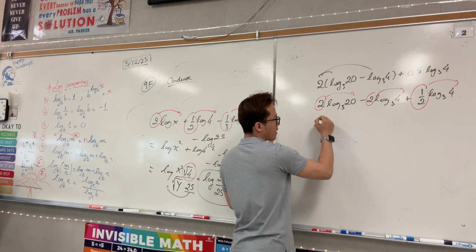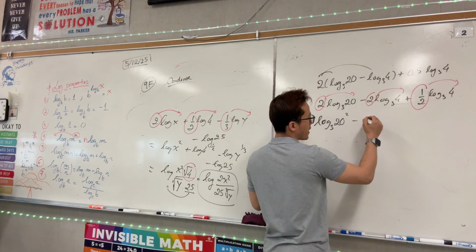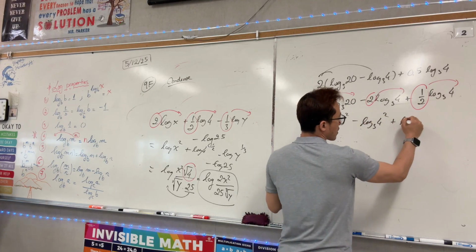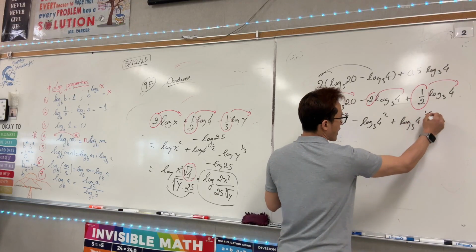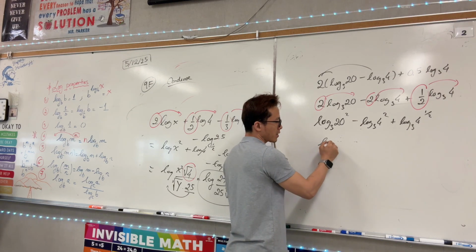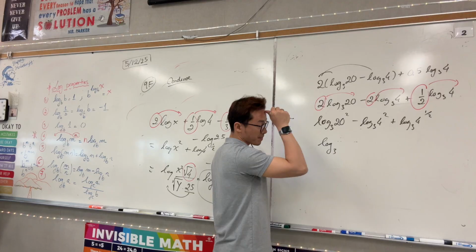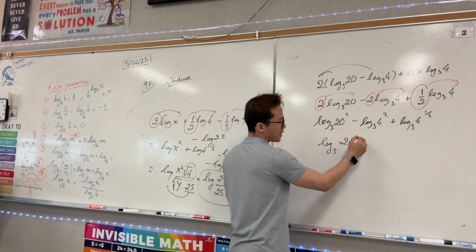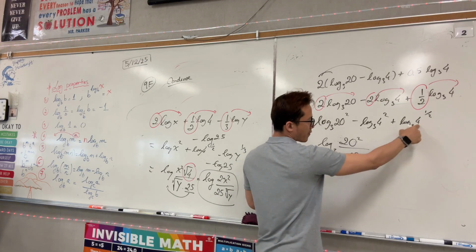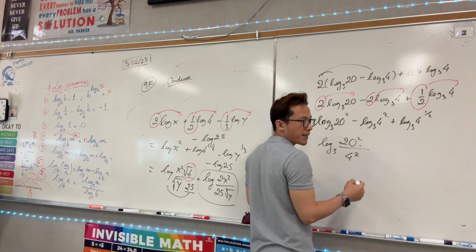So you have log base 3 of 20 squared minus log base 3 of 4 squared plus log base 3 of 4 to the power 1/2. And now you don't see any number on the front. You can start to combine them, so you can start to condense. 20 squared, is it on the top or on the bottom? 4 squared, top or bottom? 4 to the 1/2, top or bottom? Top. What does 1/2 mean?